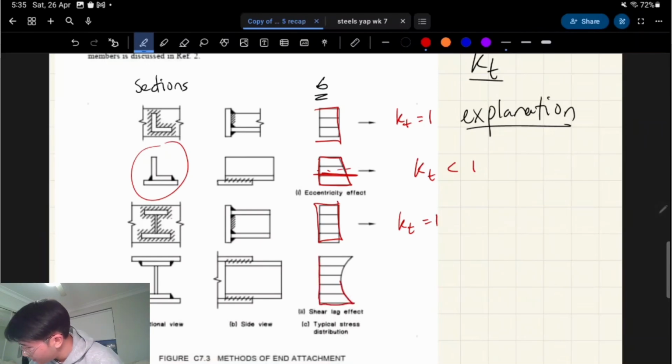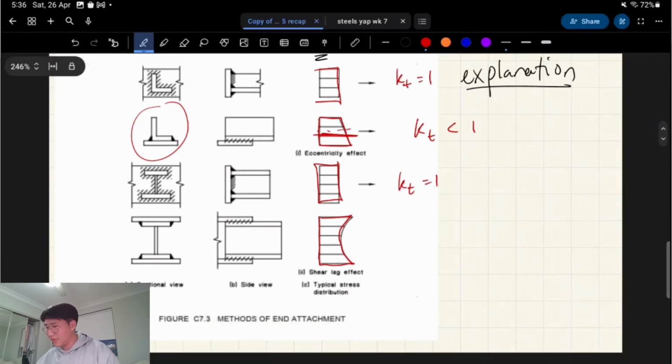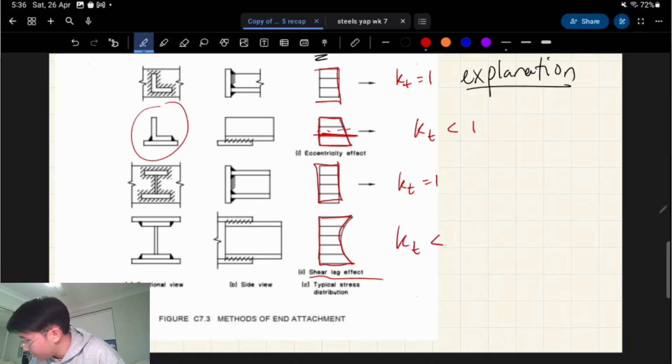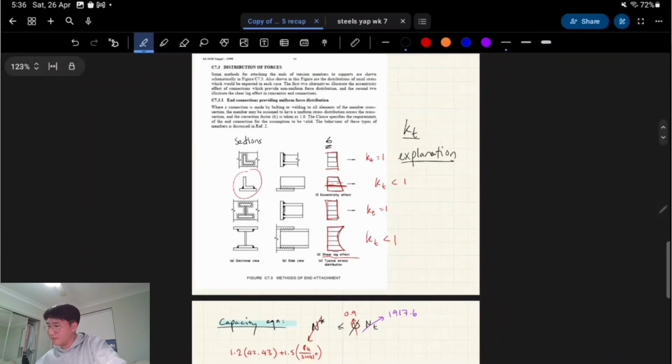Here there's no eccentricity, but it's not uniform anymore. This is called shear lag. So shear lag effect is basically just describing this phenomenon of non-uniform axial stress distribution in tension. So yeah, this one is another case where KT is less than 1. So I just want to add that in.